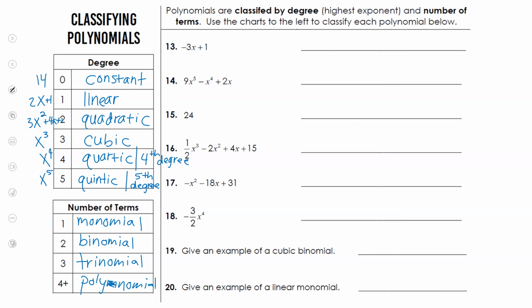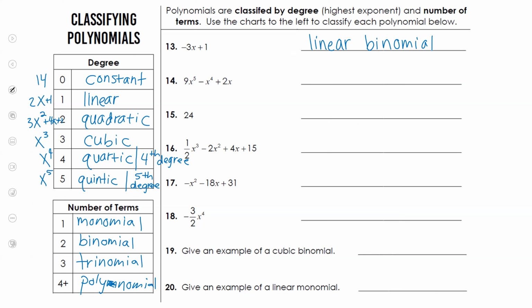All right, let's try number 13 together. Looking at the degree, is this constant, linear, quadratic? What is this one? Yes, it's linear. It just has a single x, so it's linear. And there's 2 items, which makes it, yes, a linear binomial.